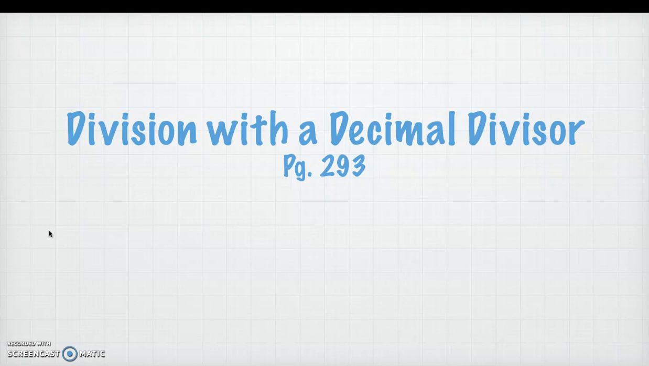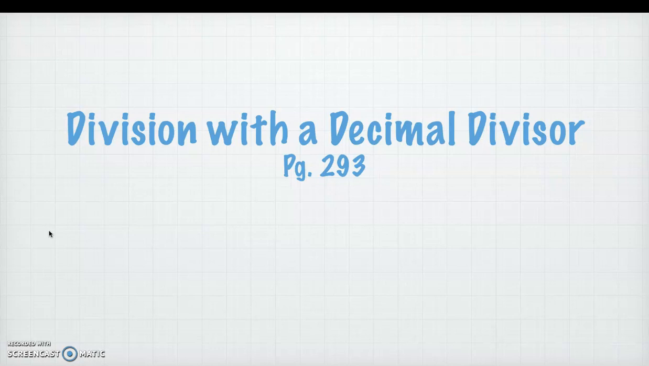Now some of you are going to say, where is my dividend? Where is my divisor? Now the divisor is the one that is outside the house. Our dividend is the number which is inside the house. But whenever we are dividing, when there is a decimal in our divisor, we are going to do something to that decimal because we don't want a decimal point in our divisor.